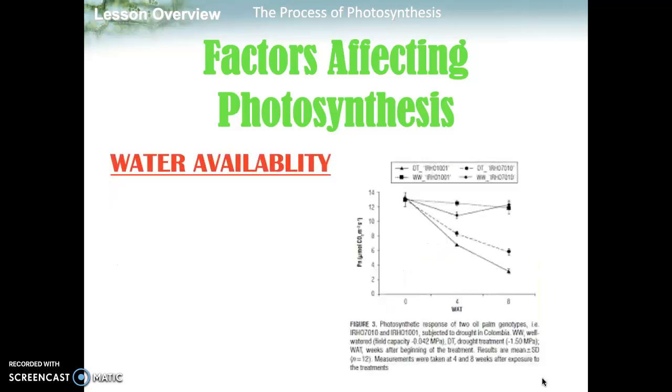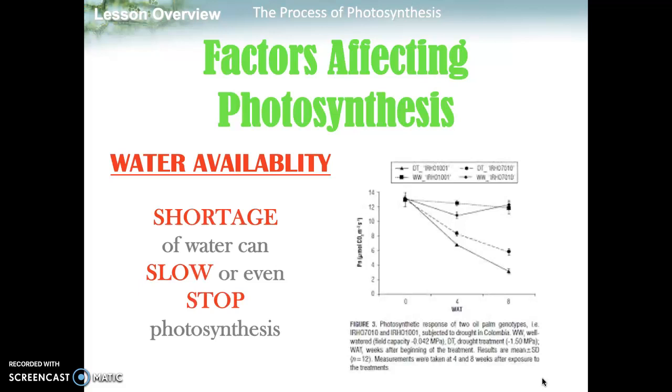Another factor that we have is water availability. Obviously, we need carbon dioxide and water and sunlight, so we've already talked about the sunlight. We also need to understand that water is very important. Common sense tells us that if you have little water, you're going to have less photosynthesis. More water is better, less water is not good. If there is not enough water, photosynthesis will slow down or even possibly stop. So water is necessary for this process to occur.